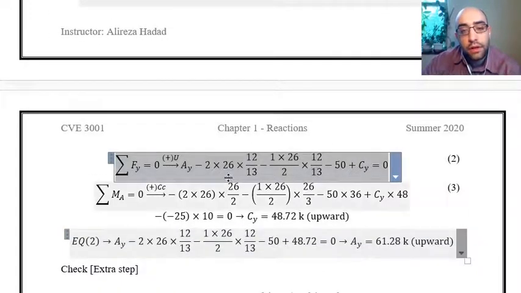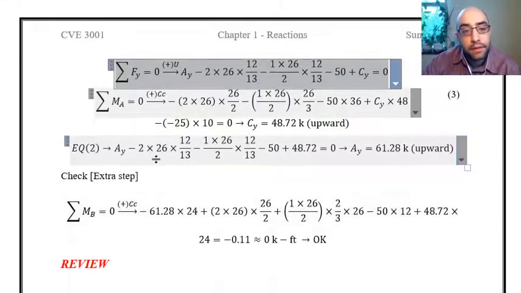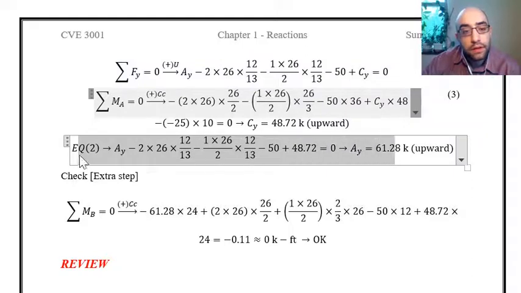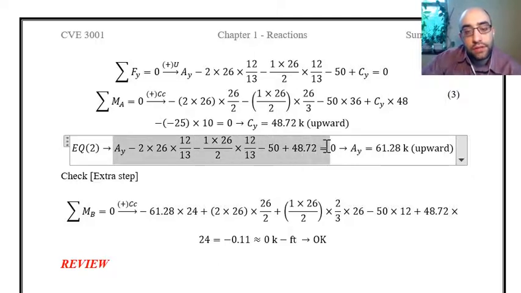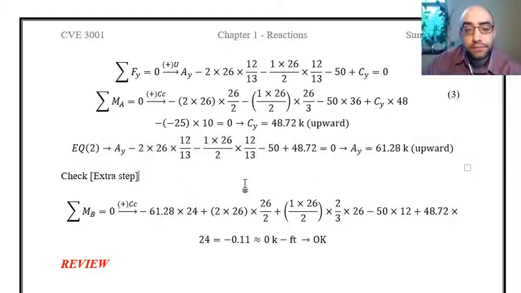I could find Cy in equation number 3, and now I'm going to return it to equation number 2 to find reaction at point A. This is what I did over here. As you can see, I said equation 2, just meaning I am returning to equation 2. Ay is the unknown value. I just put the value of Cy, as you can see over here. And now by solving this equation, we can simply find the value of reaction at point A as 61.20 kips, and that is upward, right?